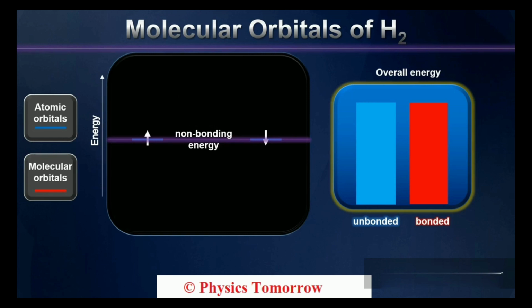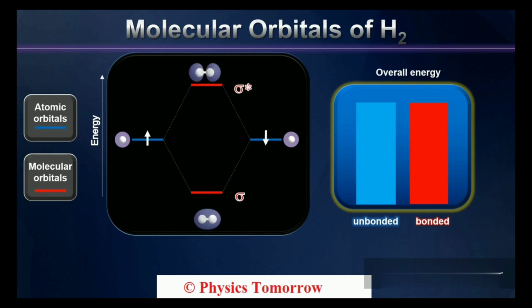So let's combine these two different atomic orbitals into molecular orbitals and see what happens. When this happens, we always get a combination that is sort of centric around that non-bonding energy. In this case, we formed two new molecular orbitals from our two atomic orbitals. One is the sigma, one is the sigma star.